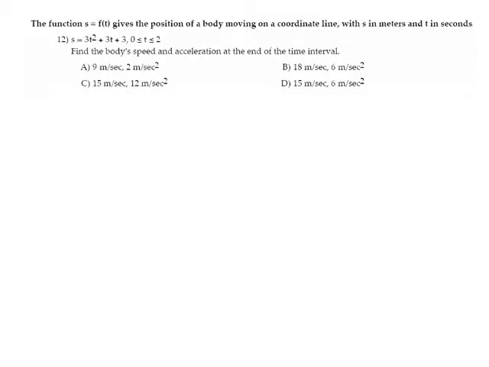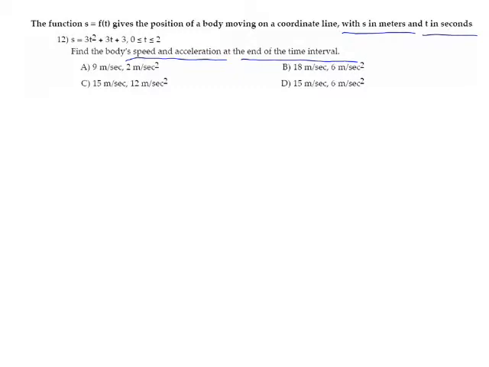Problem 12, we have the position of a body moving on a coordinate line. S is in meters and t is in seconds. We want to find the body's speed and acceleration at the end of the time interval.